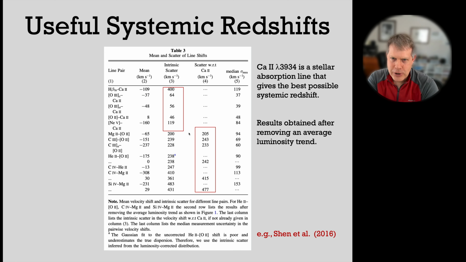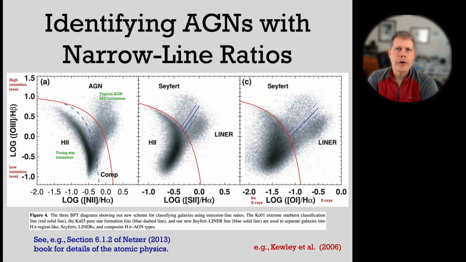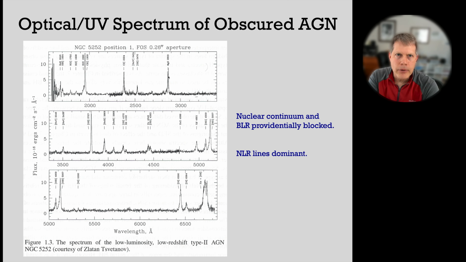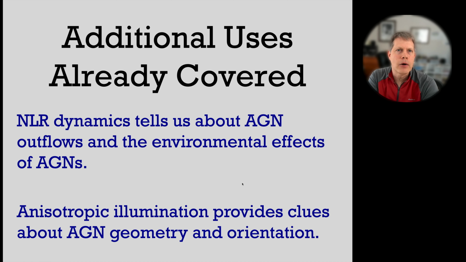Again, getting redshifts, flux calibrating spectra, using it as a bolometer, using it to identify AGNs in large spectroscopic samples, using it to understand important AGN correlations spanning a wide range of scales, using it to study dynamics and environmental effects, and then also giving us clues about AGN geometry and orientation. I mean, that's a heck of a lot that the NLR gives us. So it's very worth studying this in detail.